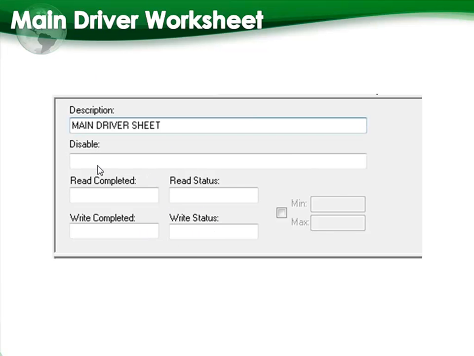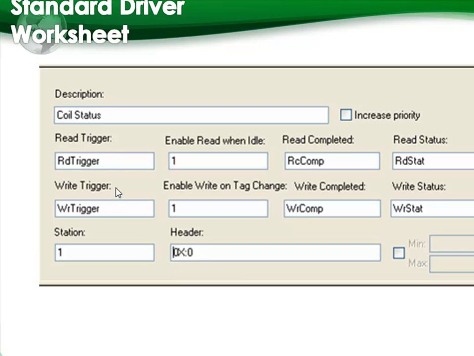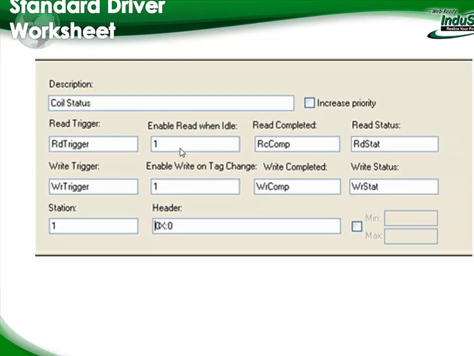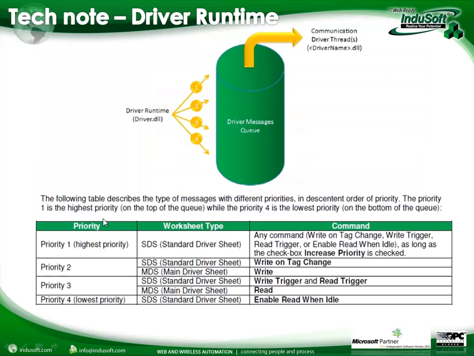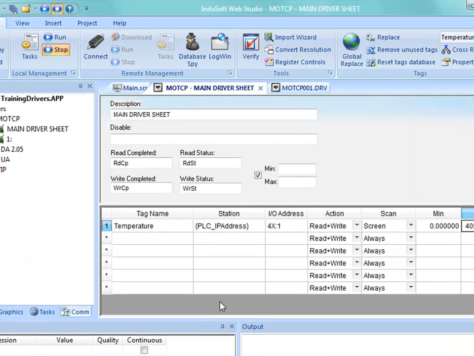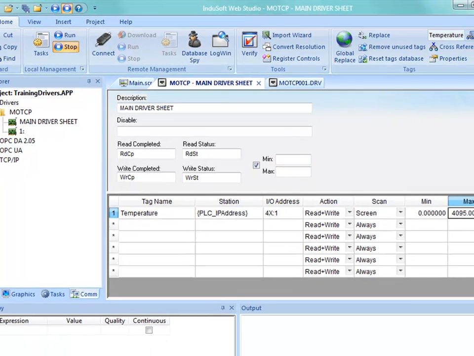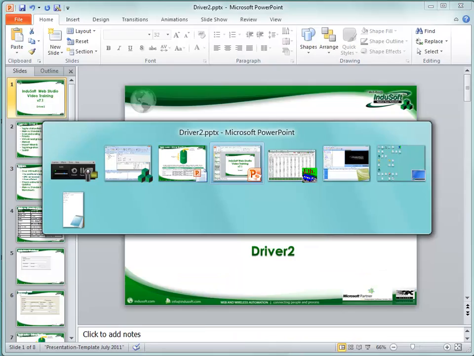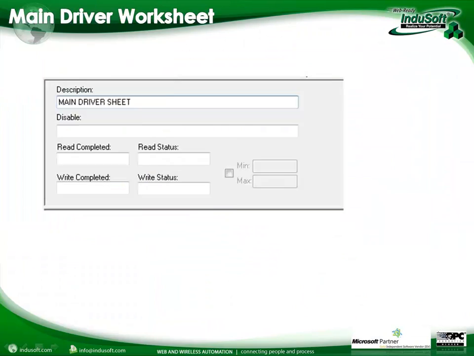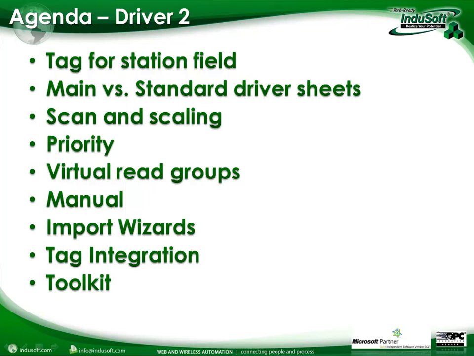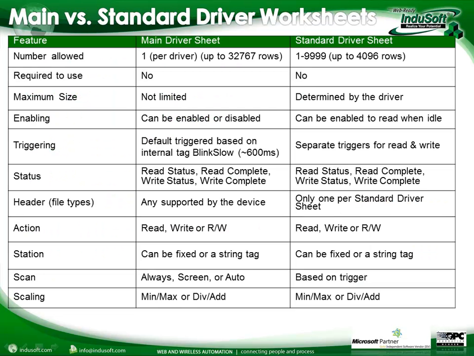We have those 4 status fields and the disable. And in the standard driver sheet, we have those same 4 status fields, but we also have some triggering features. Now, we'll come back to that in a moment. Let's go back to our presentation here and make sure I'm covering some things in order. Let's talk about priority next, and then we'll talk about virtual regroups.